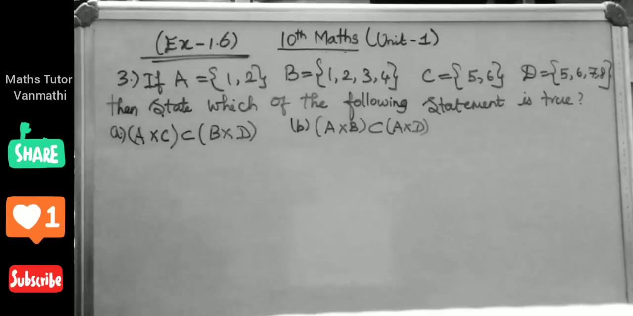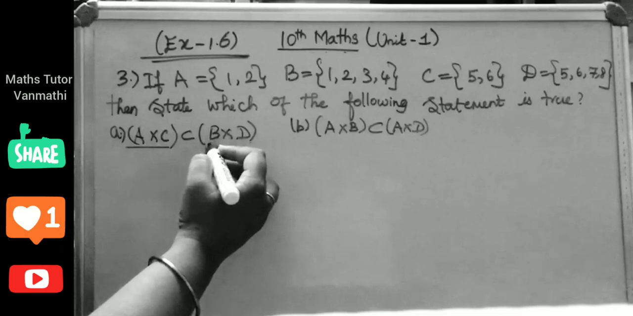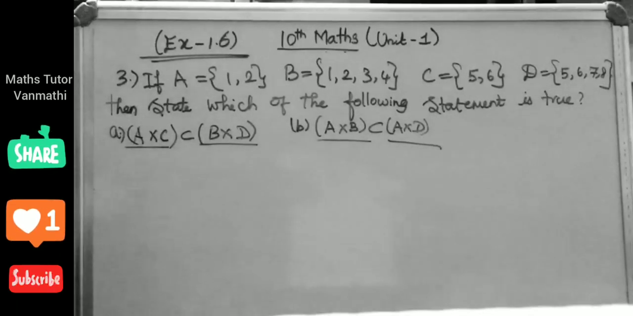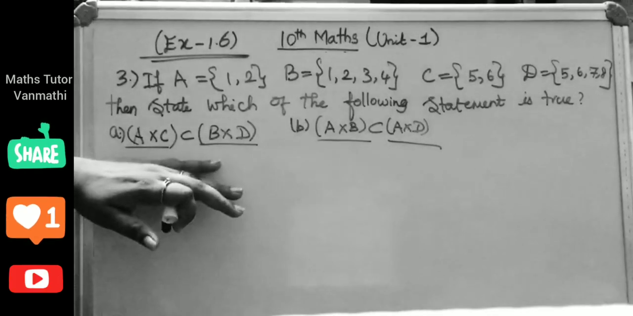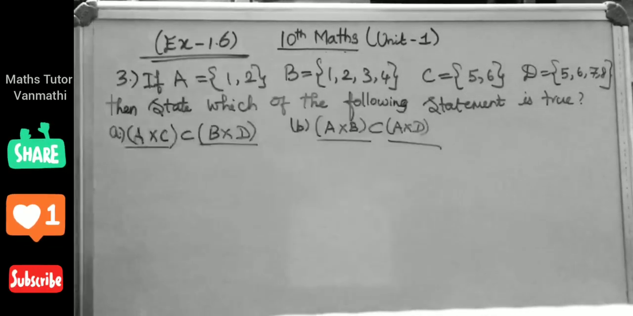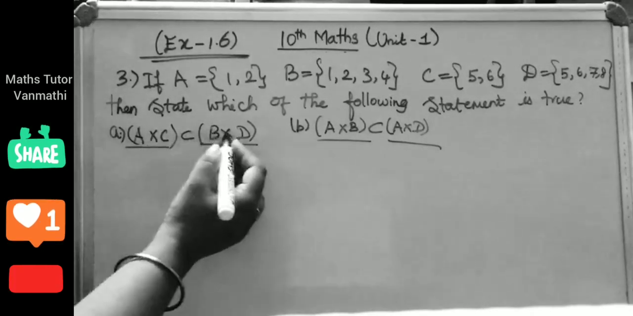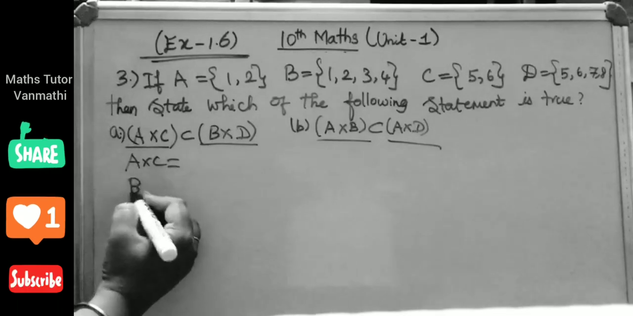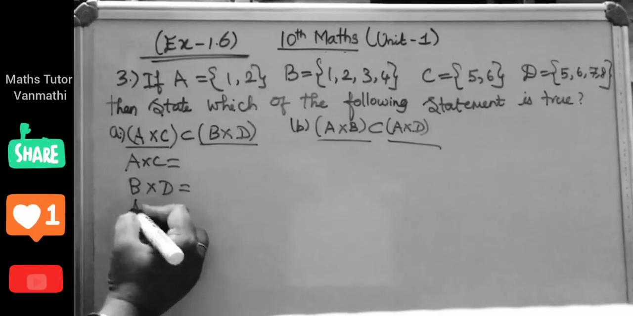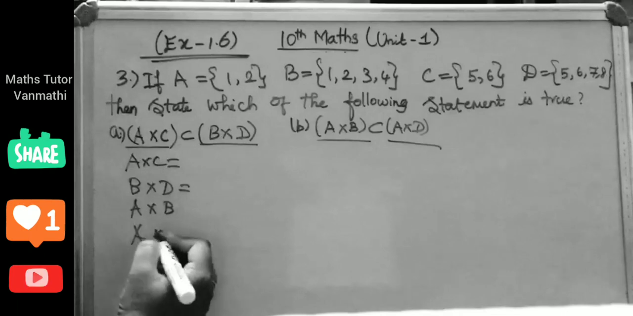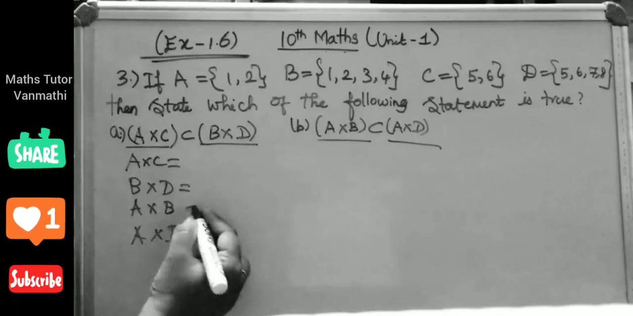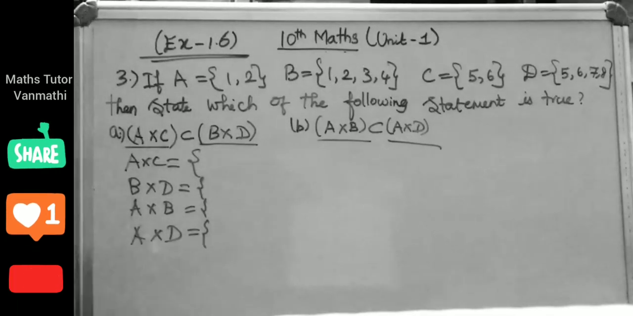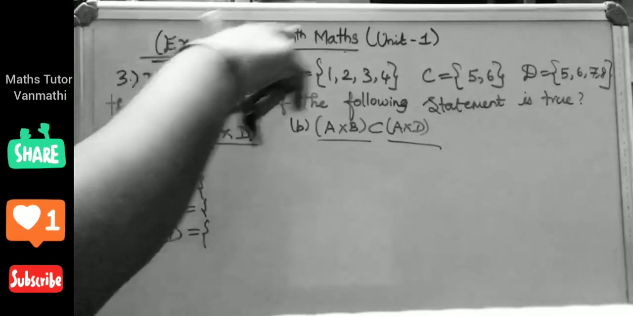First, the options they have given are: A cross C is a subset of B cross D, and A cross B is a subset of A cross D. So we have to check which of these is right. That is your question. First, we find these four Cartesian products: A cross C, B cross D, A cross B, A cross D. Clear? A cross C is nothing but A and C.